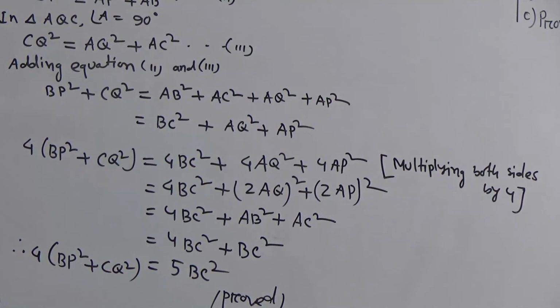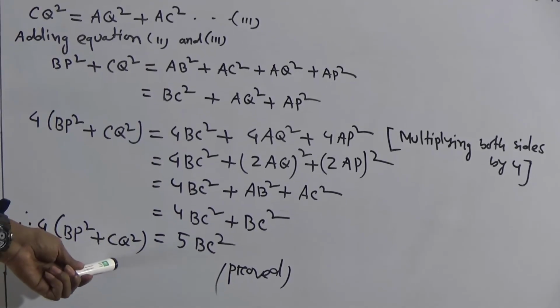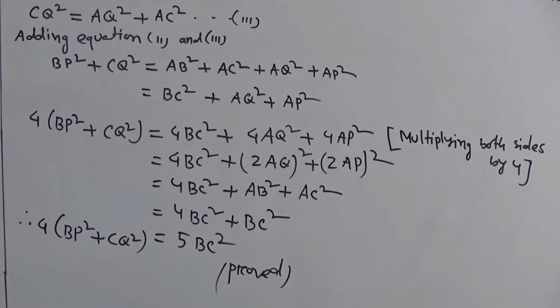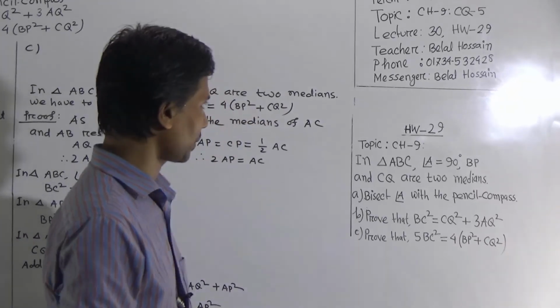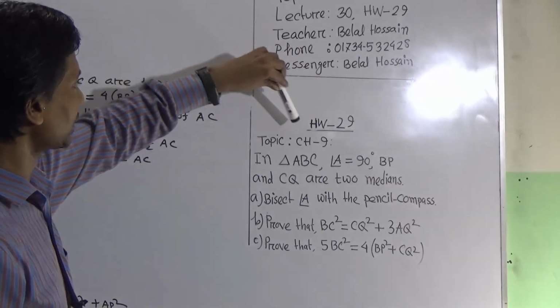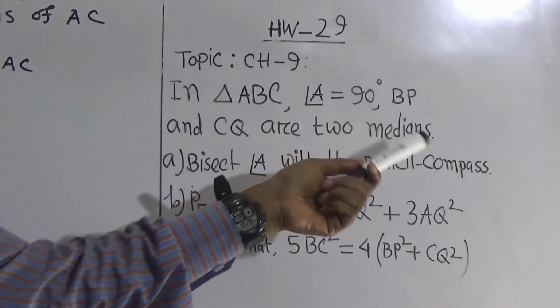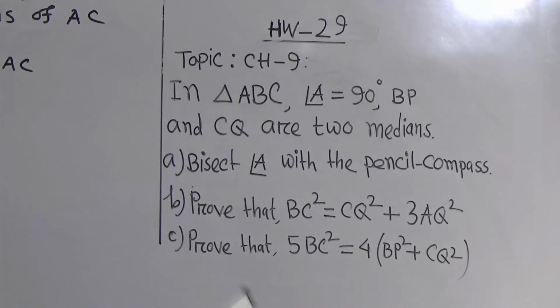Dear student, now you see the question, 5 BC square equal to what? 4 BP square plus CQ square. Okay, dear student, I hope you understood. Now I want to talk with you about our HW topic. You see HW number 29, topic chapter 9. In ABC triangle, angle A equal to 90 degree, BP and CQ are the two medians. Bisect the angle A with the pencil compass. Prove that BC square equal to CQ square plus 3 AQ square. Prove that 5 BC square equal to 4 BP square plus CQ square.